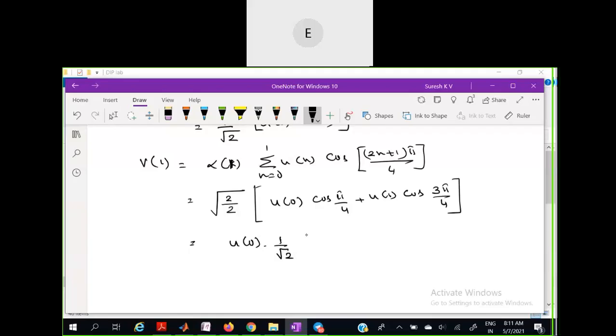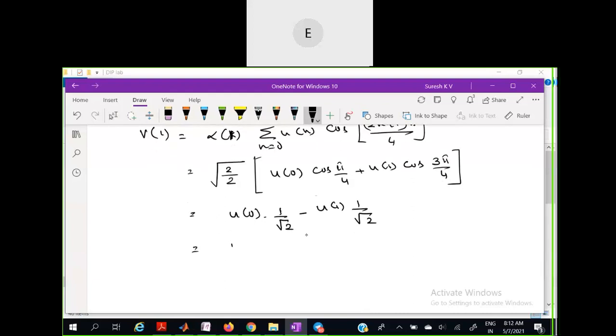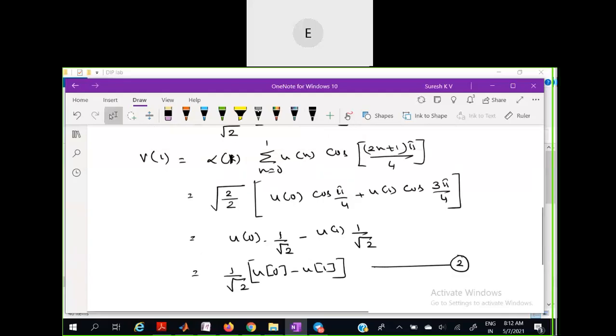Cos 3 pi by 4 is minus 1 by root 2. So if I take the common factor as 1 by root 2, it is u of 0 minus u of 1. This is the second equation. So equation 1 and equation 2.